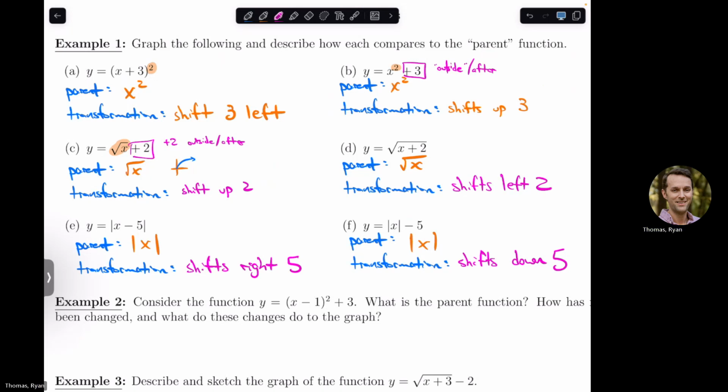Here, we subtracted 5, but the graph shifted to the right. That feels backwards, right? Okay. And that's fine, it feels backwards to me too. Horizontal shifts work that way, this is correct.